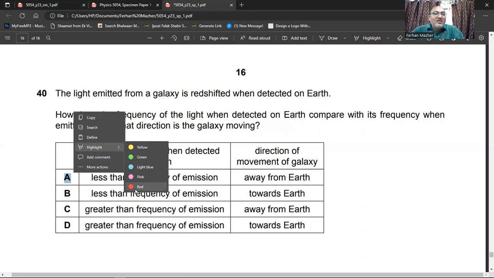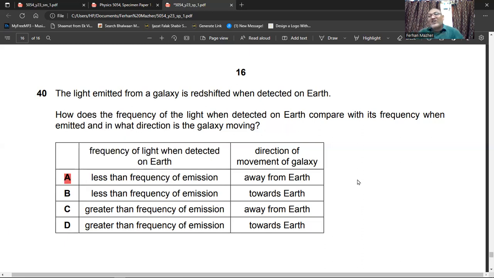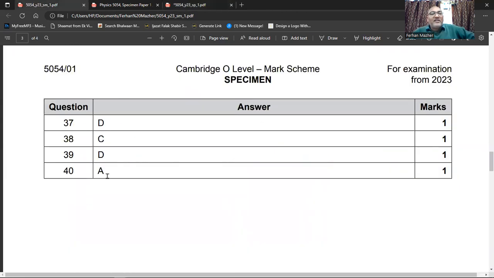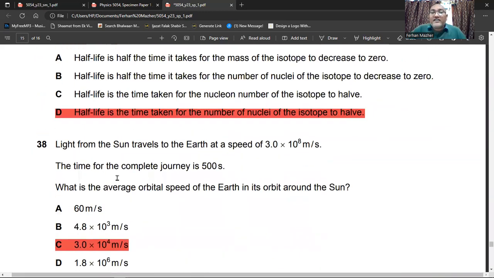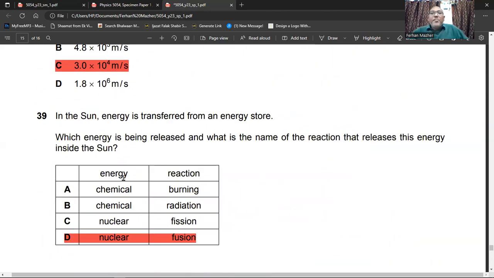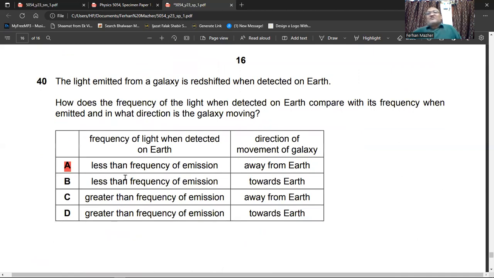It's a new topic. Hopefully, you will study it with your teachers. I will also try to work on these topics. So let's check first of all, 40A. 40A is the right option. So question number 40, question number 39, and question number 38 were from the new syllabus. This was the specimen paper issued by Cambridge on their website for those exams which are starting from May-June 2023, because there are some changes in the syllabus of Physics 5054.